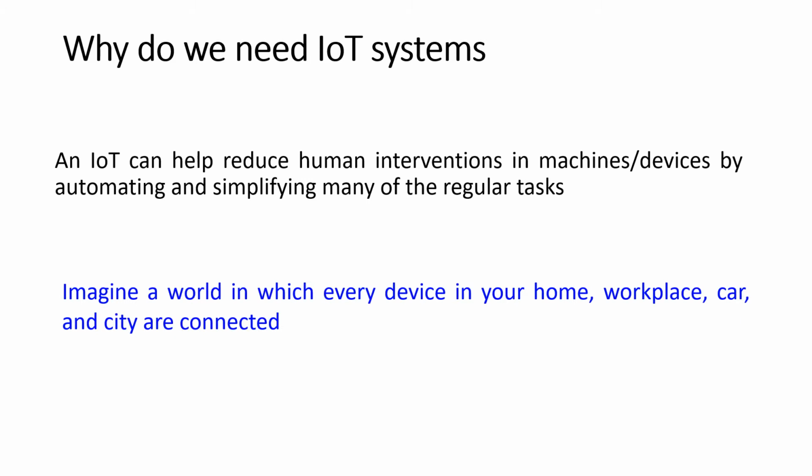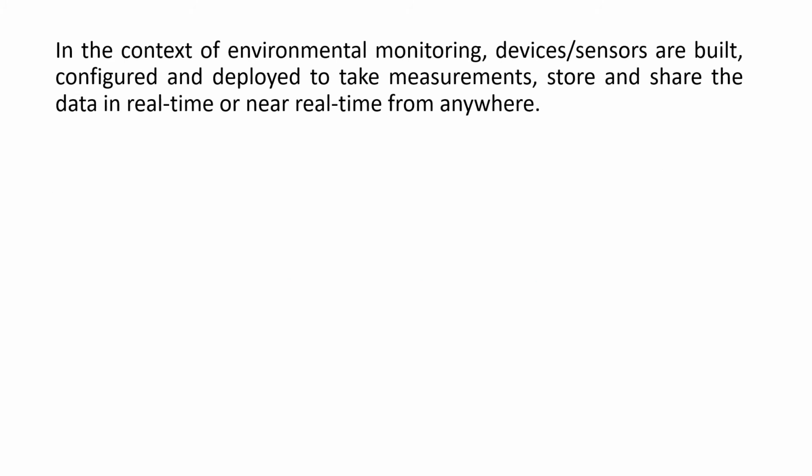So imagine a world in which every device in your home, workplace, car and city are connected. Picture that. In the context of environmental monitoring, or in this case, hydrologic measurement, IoT systems have been built, configured, and even deployed to take measurements, store the data, and share the data in real time or near real time from wherever they are. And we're able to access this data from wherever we are.